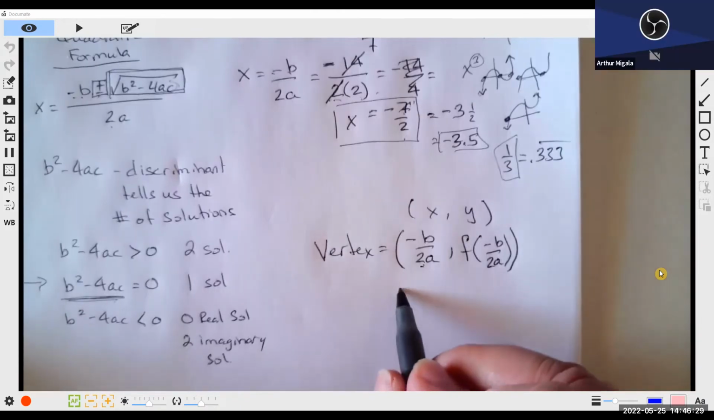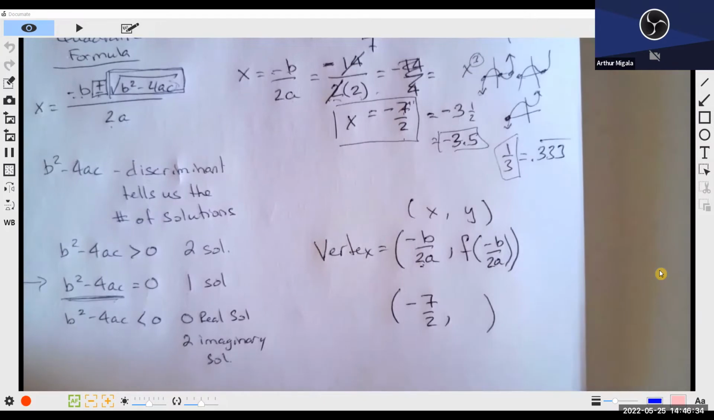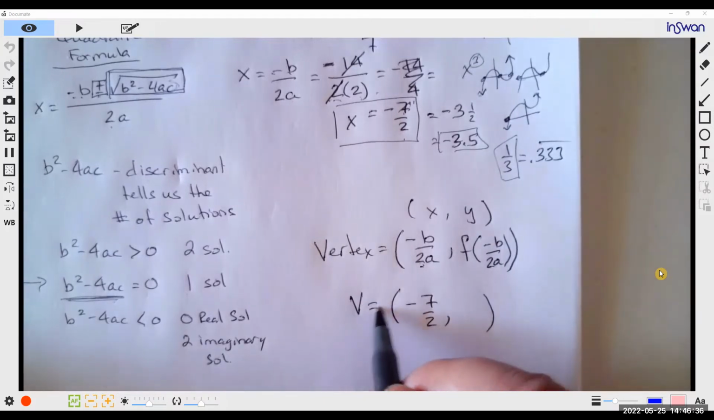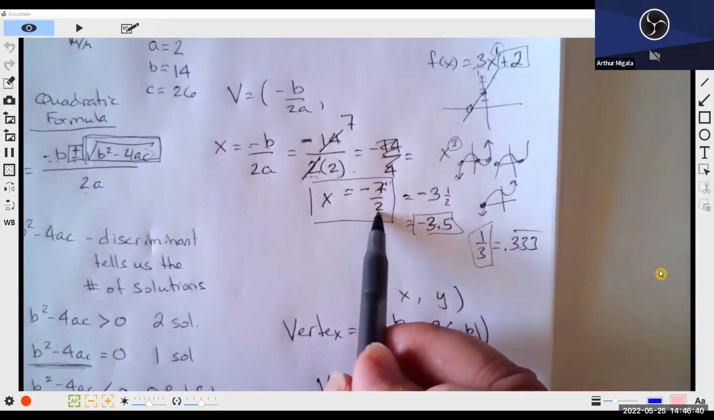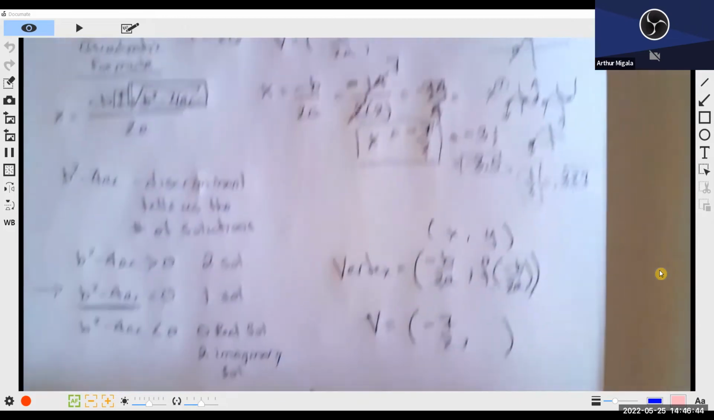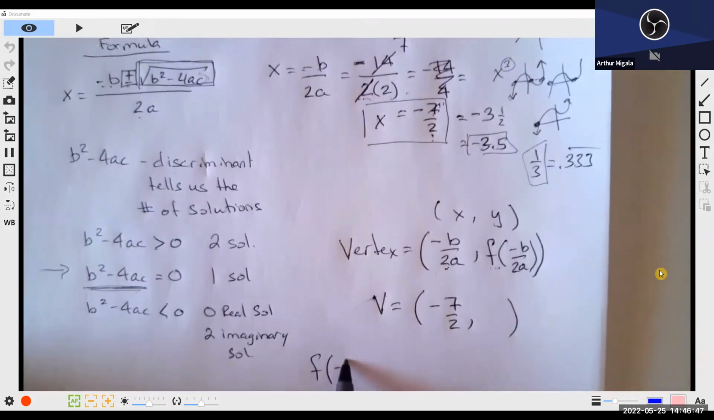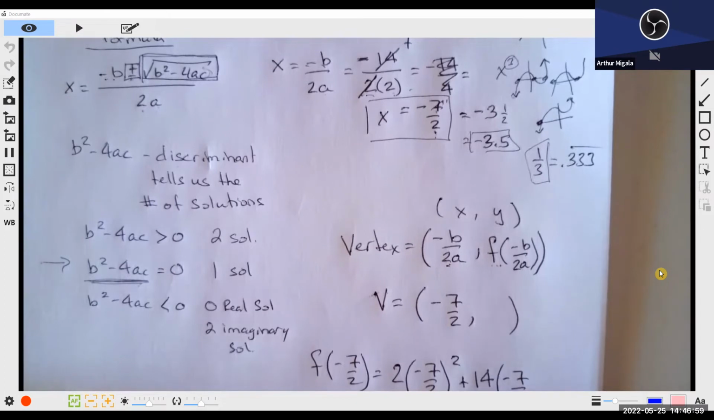So for my vertex, my x value is negative 7 over 2. Now, to find my y value, I have to take this number and put it inside the equation. I have to take -7/2 and put it inside the equation. So anywhere I see an x, I put a -7/2.